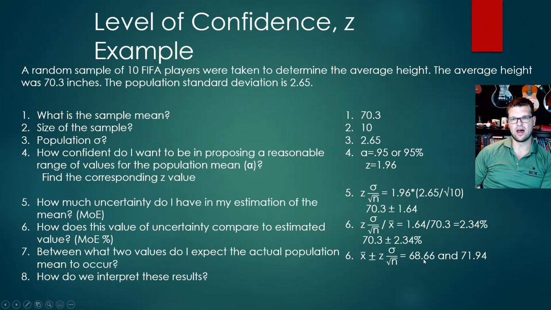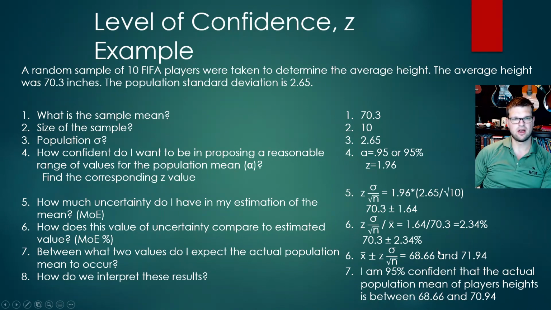And so the way that I would interpret this, which I seem to have skipped. Oh, the reason why is that should have said 7 and that should have said 8. So how do we interpret this? I'm 95% confident that the actual population mean of players' heights is between 68.66 and 71.94. So that's with a 95% confidence interval.